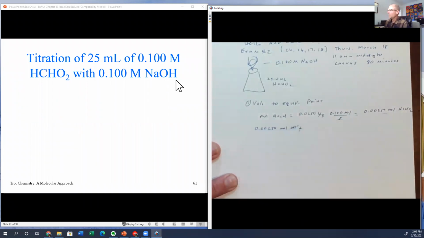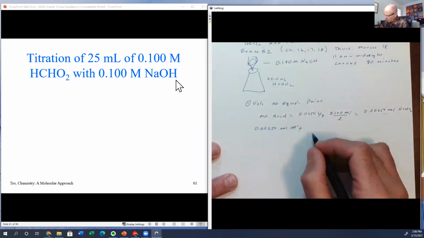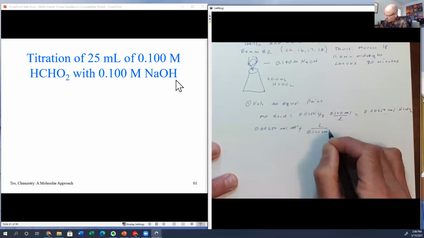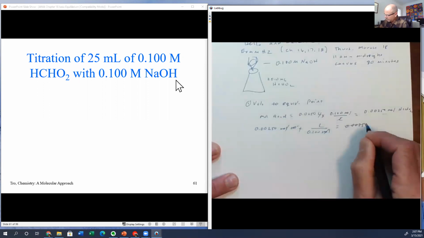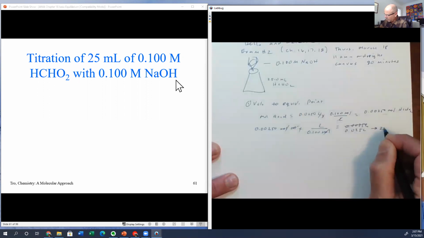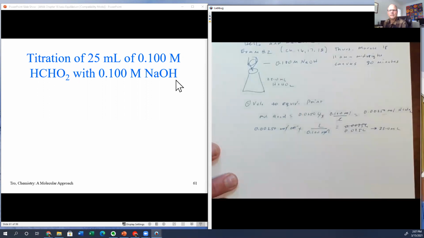Right? And you know the concentration of the base is 0.1 molar. Of course, I've picked the numbers here so that it comes out pretty easy, right? And you find out that that is equal to 0.025 liters, which is 25.0 milliliters, okay?